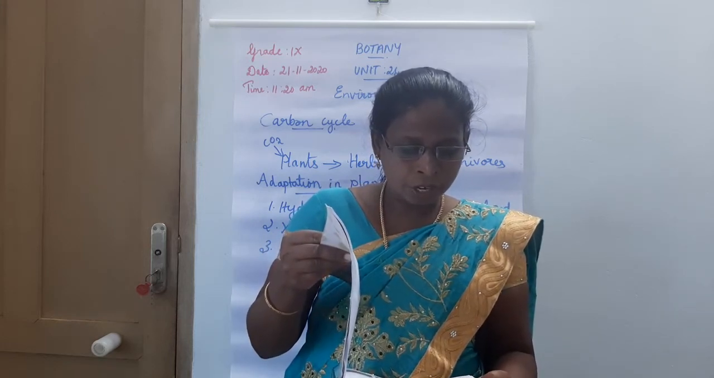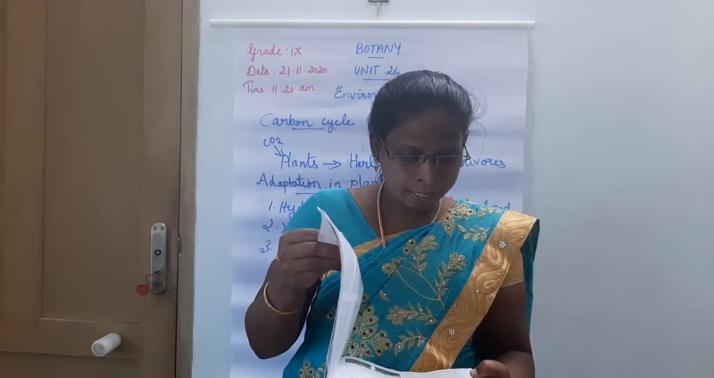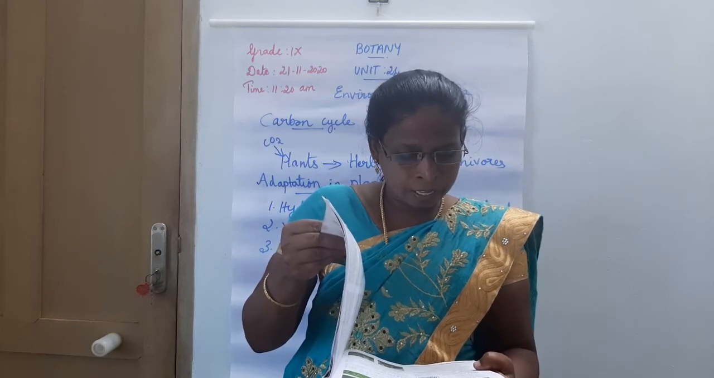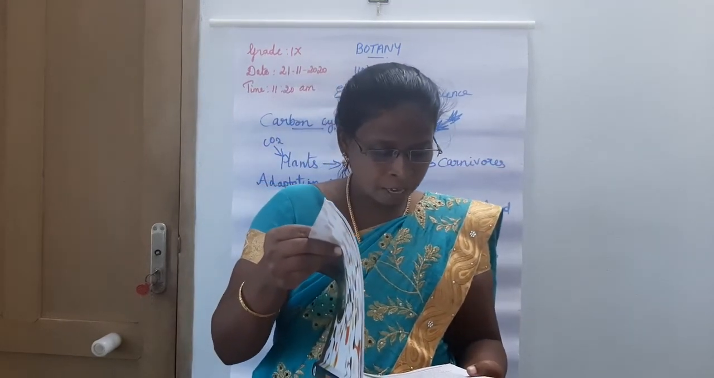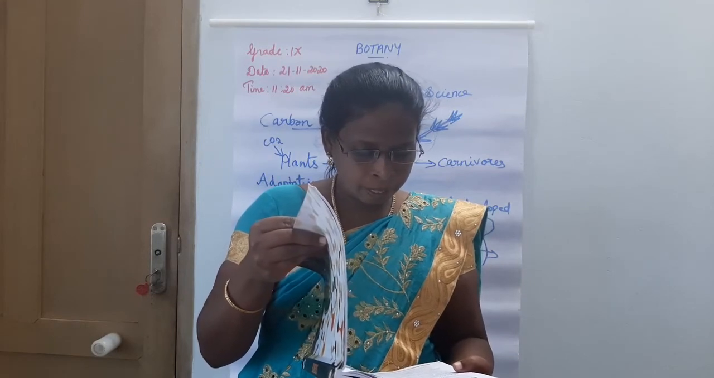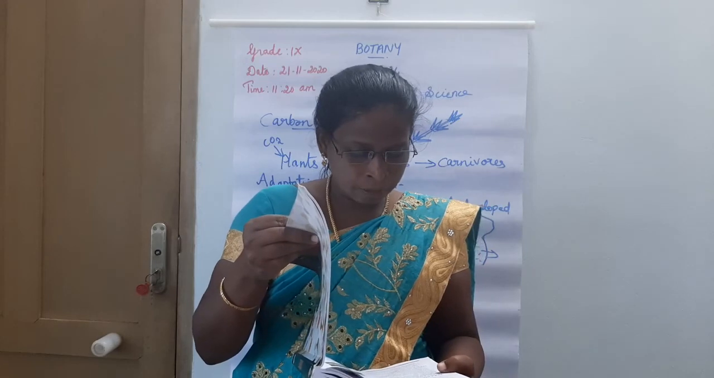Under adaptation of plants, first side heading hydrophytes, under that first para, the last line. Hydrophytes face certain challenges in their habitat. They are availability of more water than needed, water current may damage the plant body, water levels may change regularly, and maintaining buoyancy in water. Those are the four points.